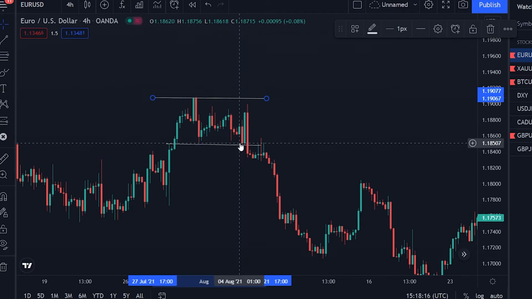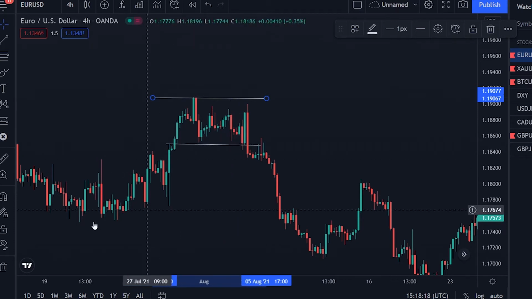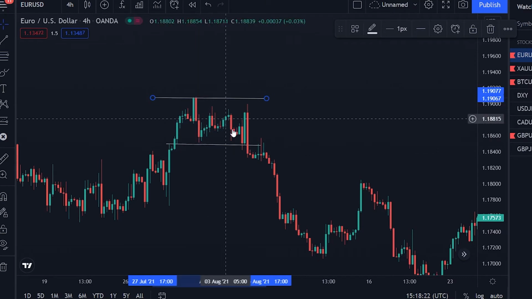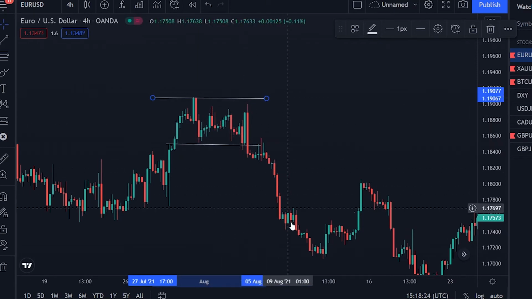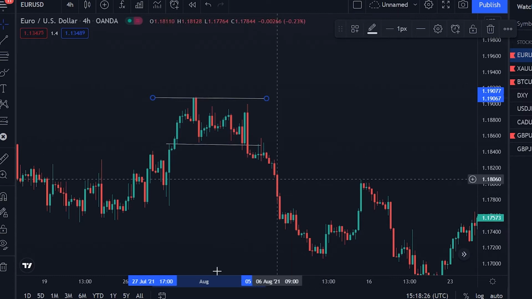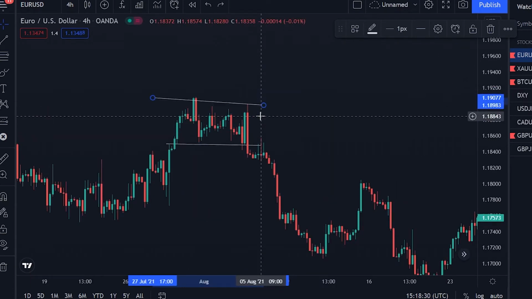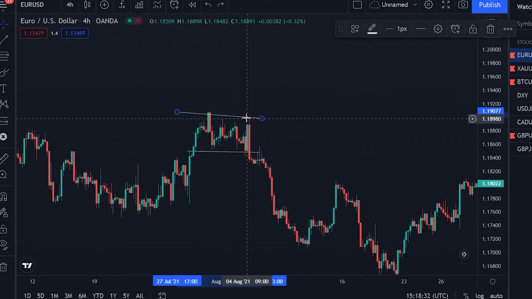And like I said earlier, the corrective phase is also a means of reversal. Like we are seeing right here, price went all the way up, corrected, then boom, it reversed. So that's a reversal pattern. The corrective phase is a reversal pattern. Alright, now enough of that.